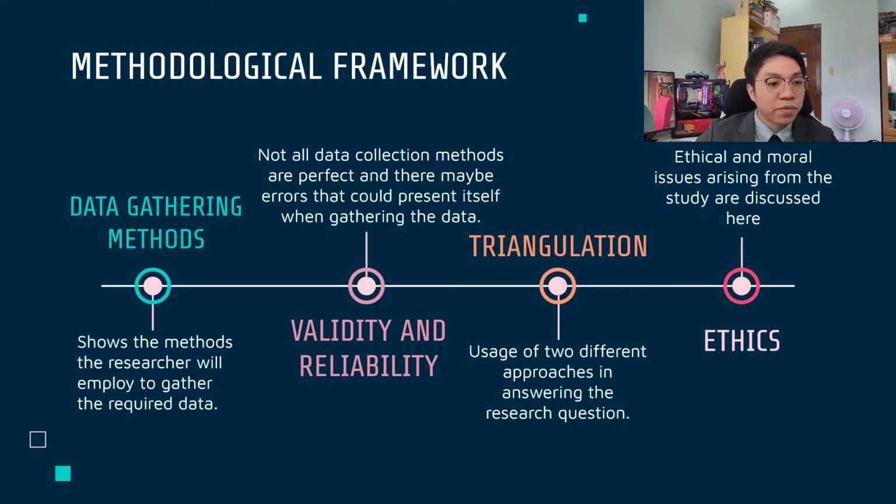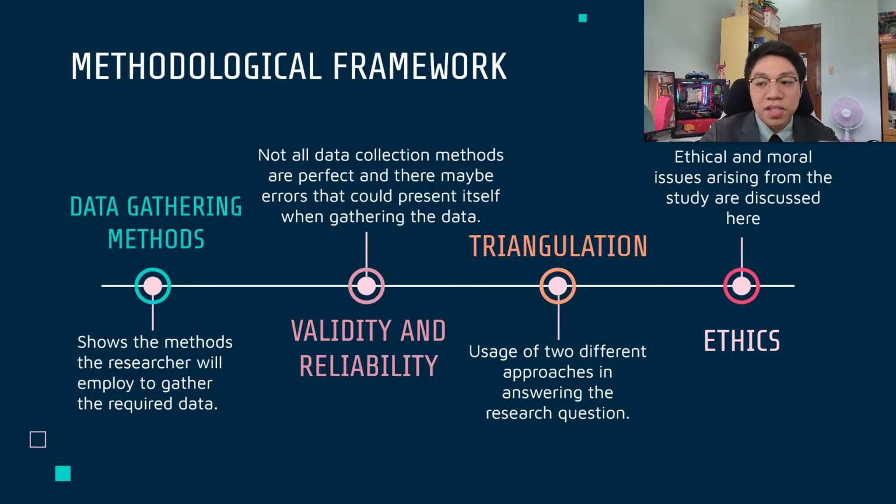The next part would be the data gathering methods. This is where the researcher elaborates on how the data will be collected. The next one is the validity and reliability of the data collection methods. So this is where the researcher would elaborate further on how to avoid errors in the data itself and the types of methods that the researcher may employ in order to increase the validity and reliability of their data.